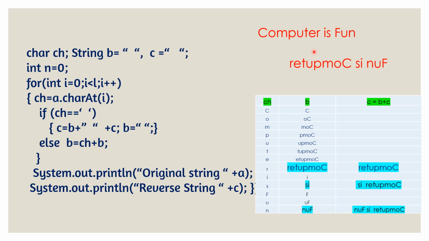Once again the loop will run, and the next word is extracted in the reverse form and added: ch is equal to ch plus b. That means si will come. Is in place of si will come, and then whenever the space is coming, c is equal to b plus c. That means in c it is si plus reverse of computer with space in between. And the third word nuf is coming here, then b plus c, that means nuf plus computer reverse and is reverse. So like this it can be added.